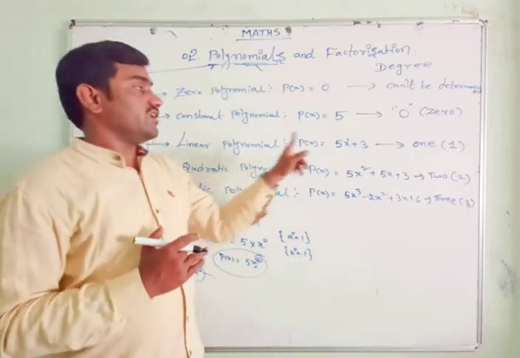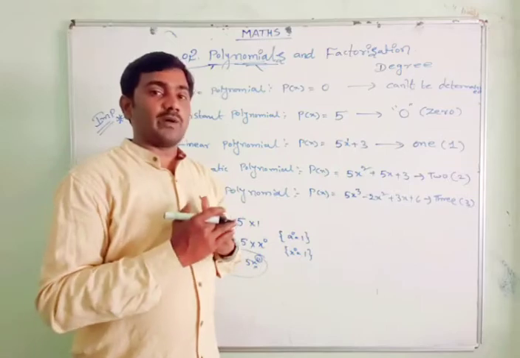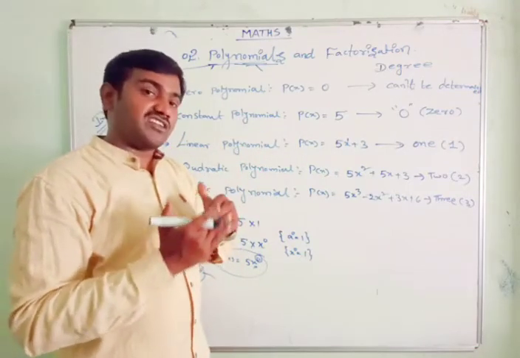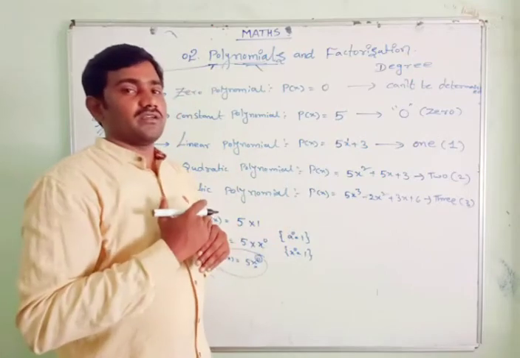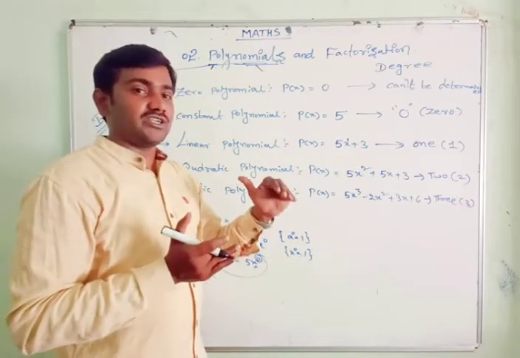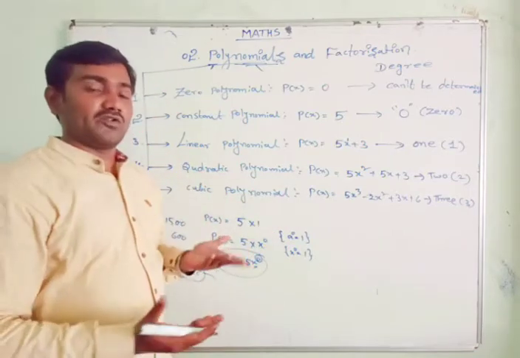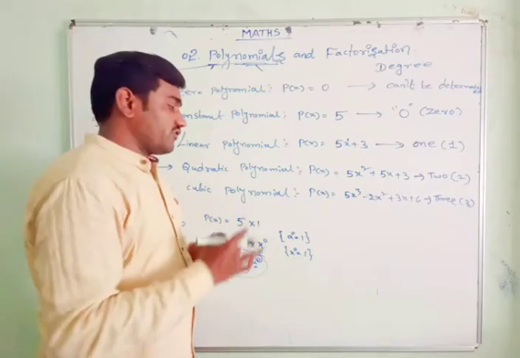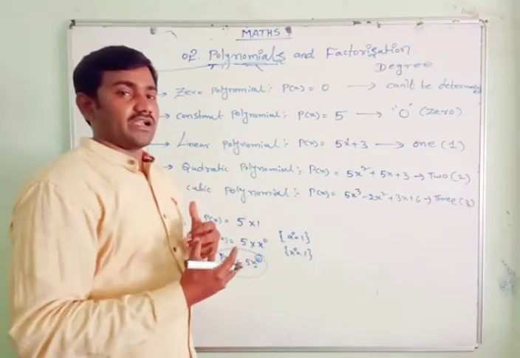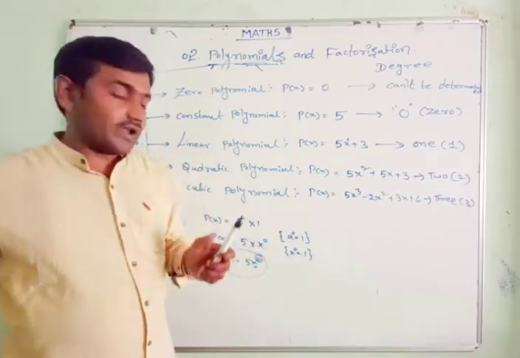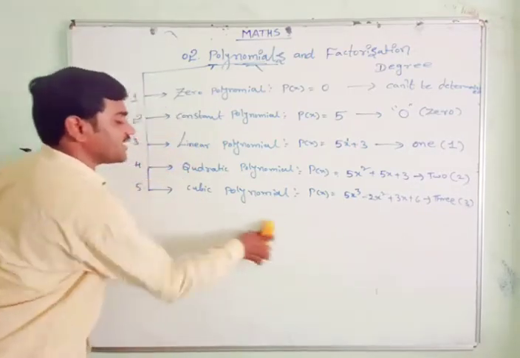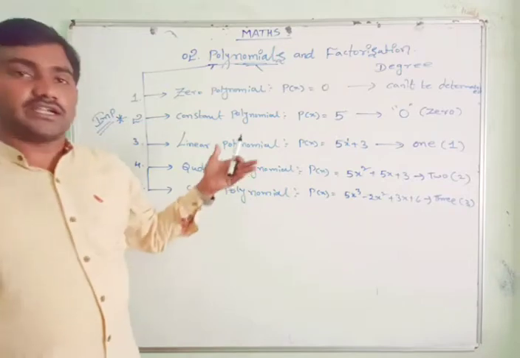And for a linear polynomial, if the degree of the given polynomial is 1, it is known as a linear polynomial. If its degree is 2, it is known as a quadratic polynomial. If the degree is 3, it is known as a cubic polynomial. Simple, you can identify now. If I give you any polynomial, you can identify whether it is linear, zero, constant, cubic or quadratic. You can easily identify based on their degrees.